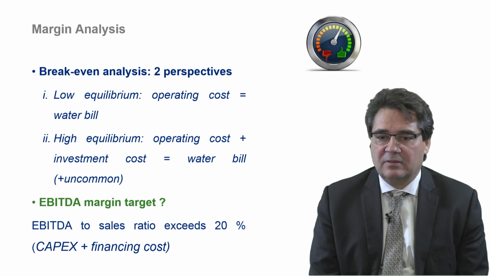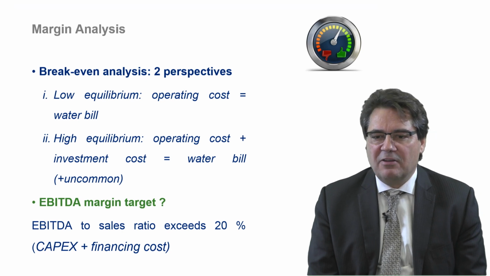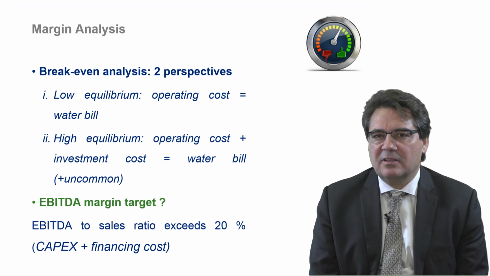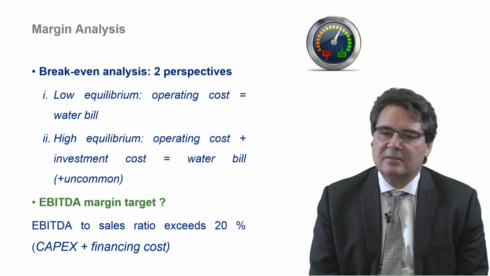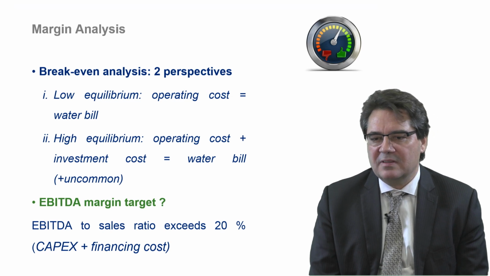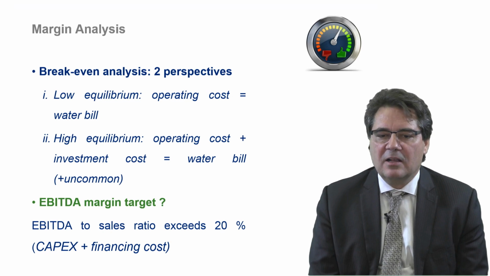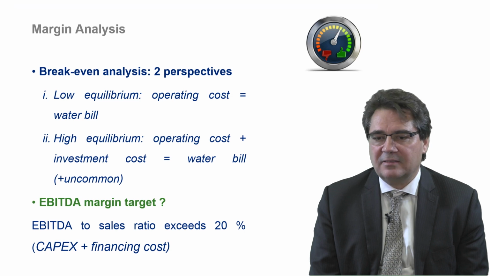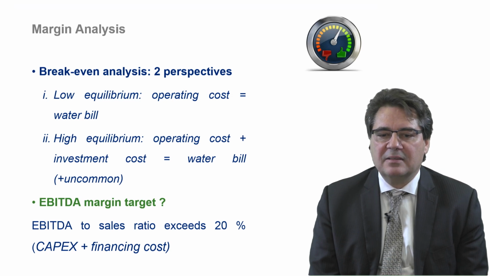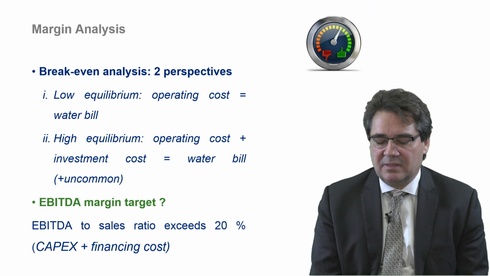Why 20%? EBITDA is a level of margin without depreciation and financial expenses. It is necessary to renew fixed assets and pay interest on loans. In the water business, fixed assets account for a large part of total assets. Be aware of the capital-intensive nature of the water business.